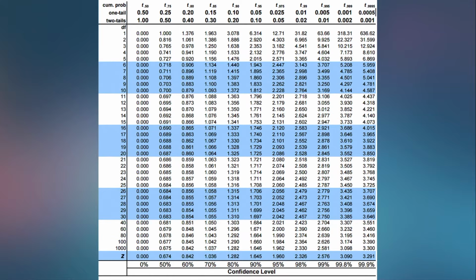Now, here is an example of a t-table. Now, if you're looking up a t-table online, some of them have different formats than this, but all of them have these ascending degrees of freedom down the left side. And then across the top, we have corresponding probability or cumulative probability values.